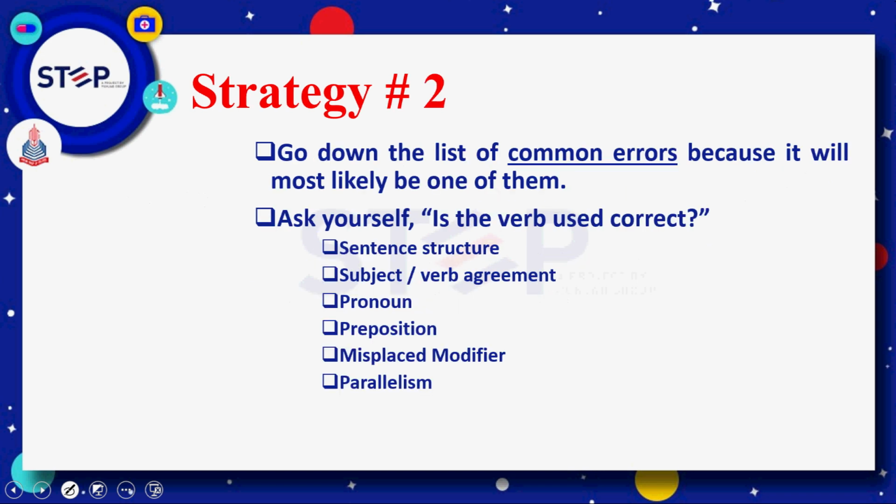Strategy 2, go down the list of common errors because it will most likely be one of them. These 1, 2, 3, 4, 5, 6, this is a list of 6 mostly occurring grammar errors. So most probably in 80% plus cases, your question may carry any one of these areas, a mistake which is related to any one of these areas, and we're going to discuss these areas next.